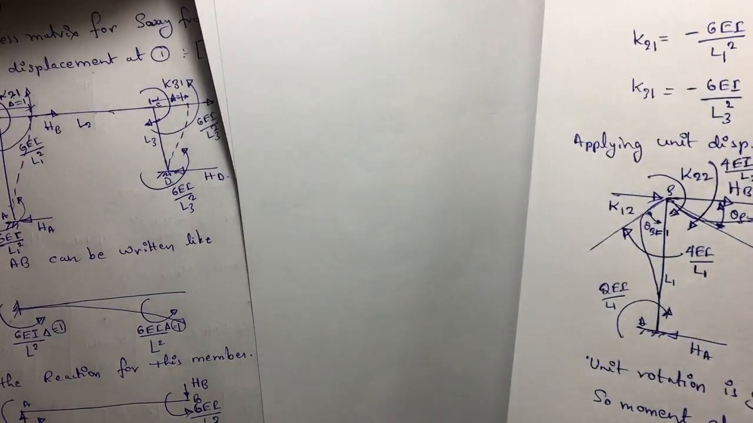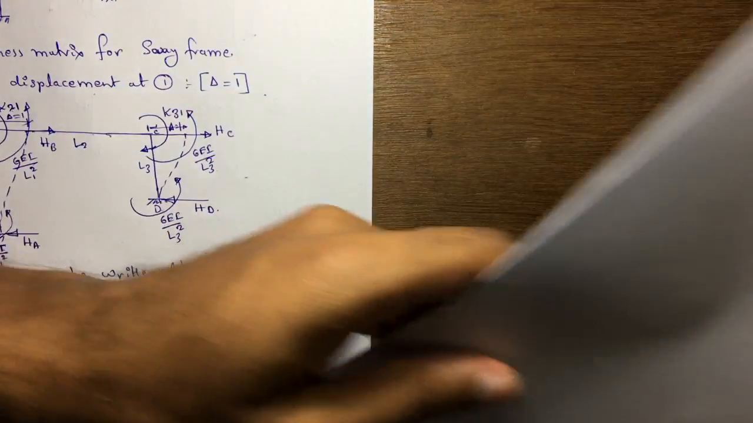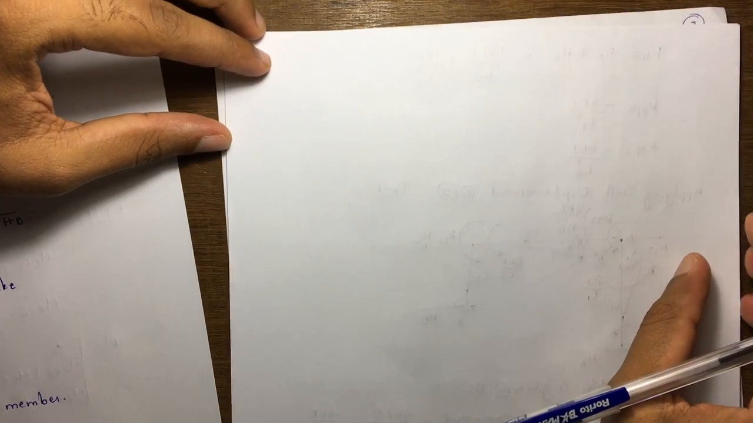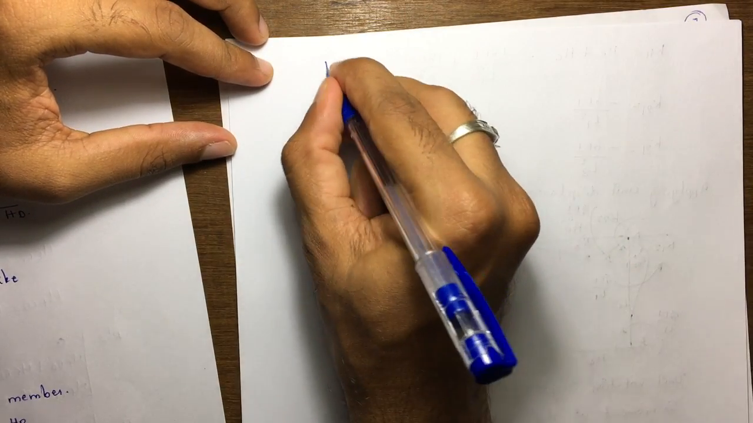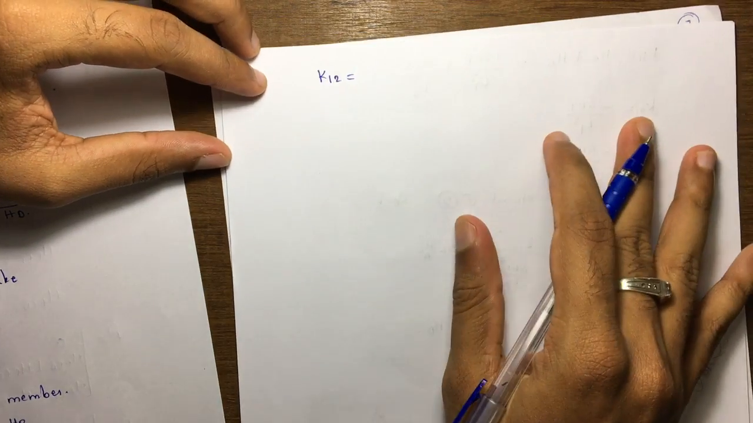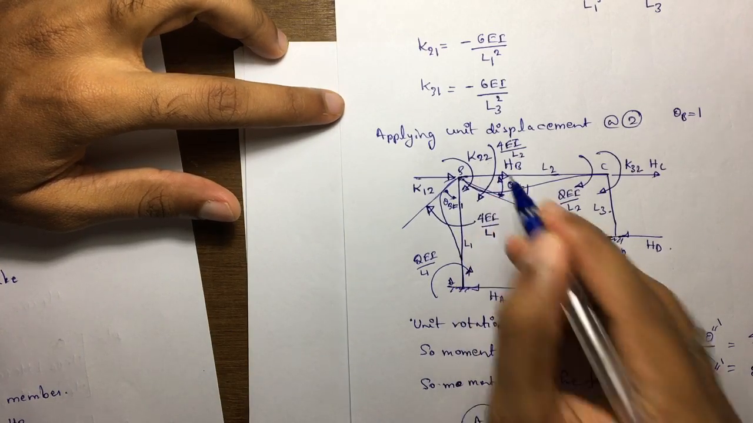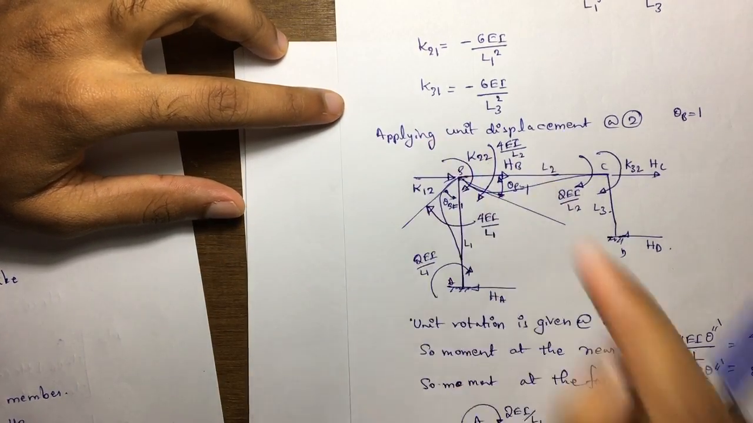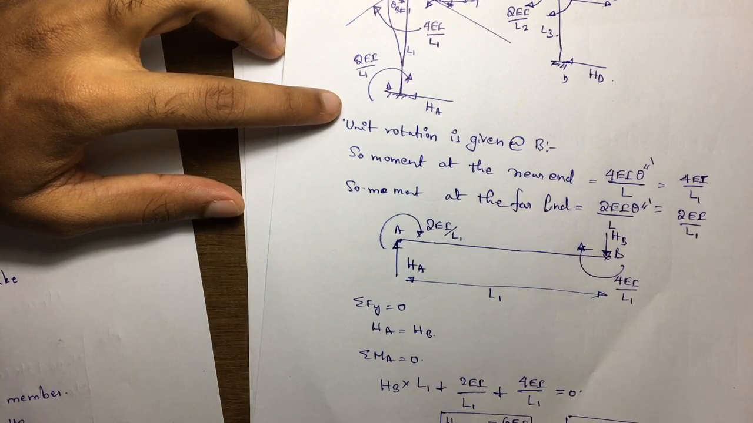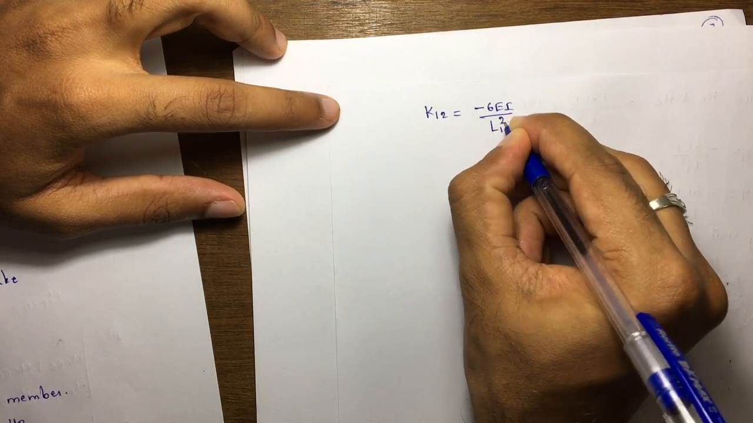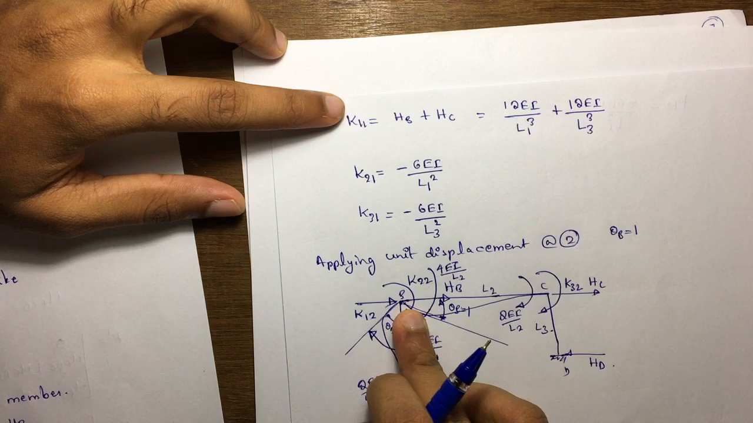Let's see what is the k12 value, that is the force at 1 due to unit displacement at 1. So k12 is equal to, that is nothing but HB. What is HB? HB is equal to minus 6EI divided by L1 square. Now let's see what is k22.